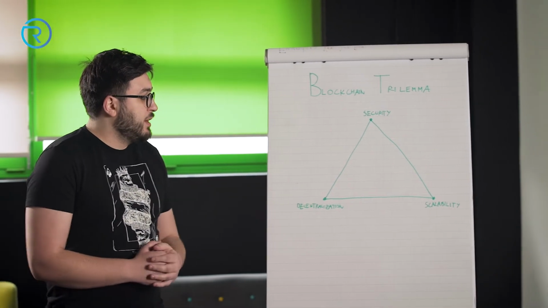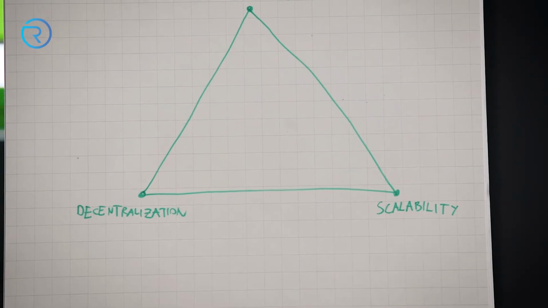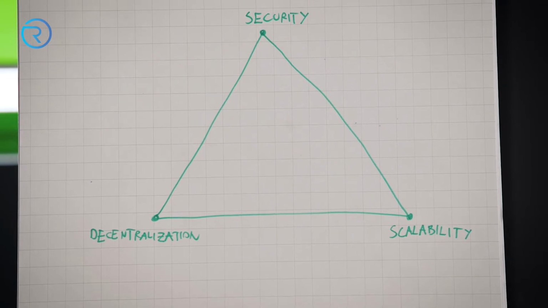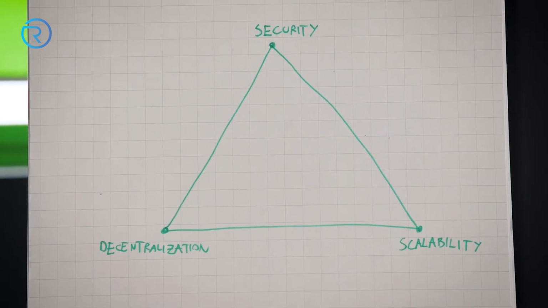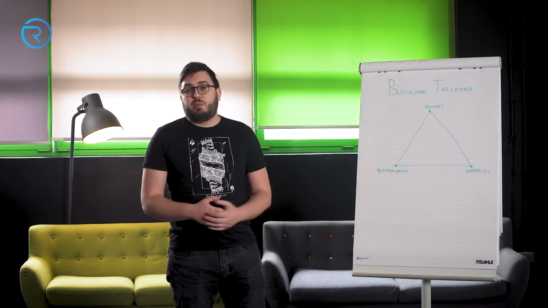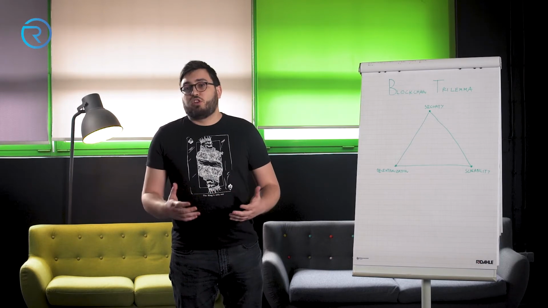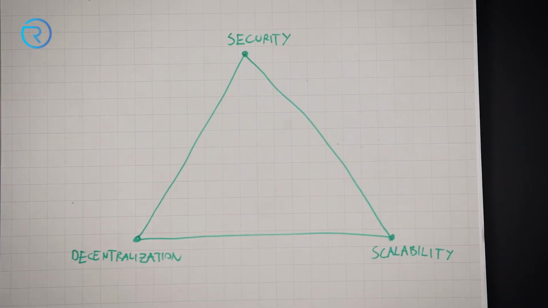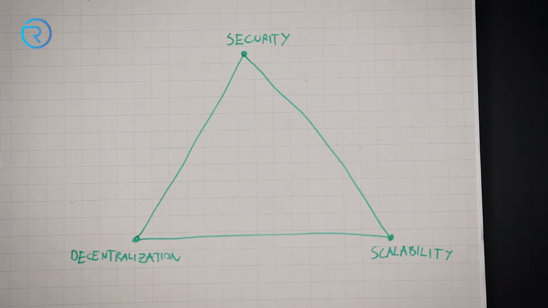And the last term, but not the least, is scalability, which is the ability of the blockchain to onboard many users, many transactions, much information, and so on. So if only several people can use your blockchain, then we can talk about a private blockchain and not a scalable blockchain for the entire, let's say, world's infrastructure.